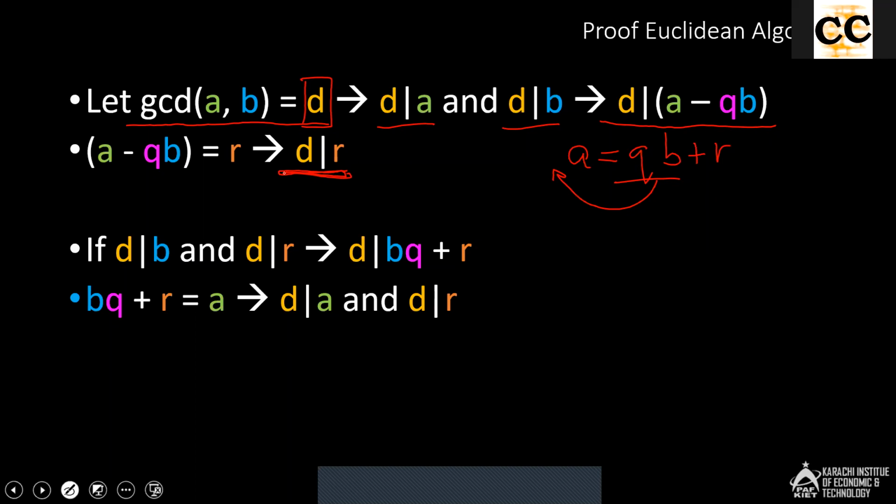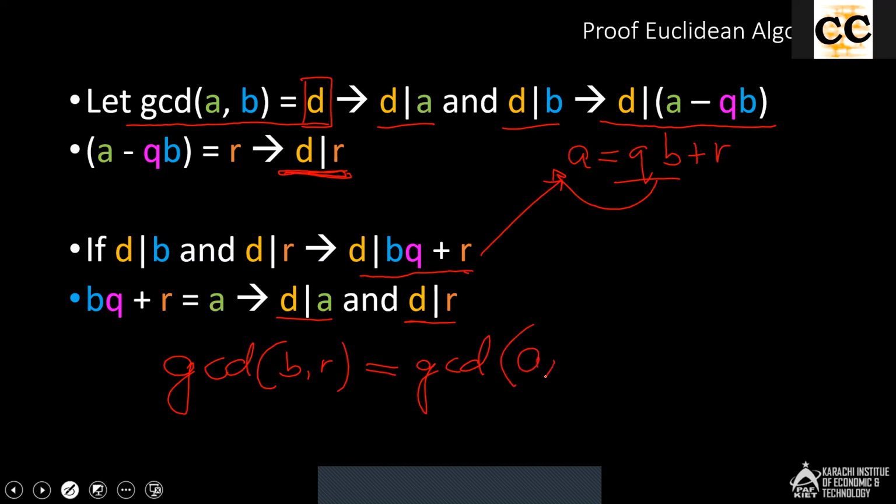And if you want to try and prove it the other way around, let's say D divides B and D divides R, it implies D also divides a combination of B and Q. And again, the combination that we have selected is none other than the one we get from the division algorithm, that is BQ plus R, which we have already seen is equal to A. So it means that D divides A and D divides R. So a common divisor of B and R will also be the common divisor of A and B. So here's a proof of Euclidean algorithm and how we can use it to find GCD for any two numbers.